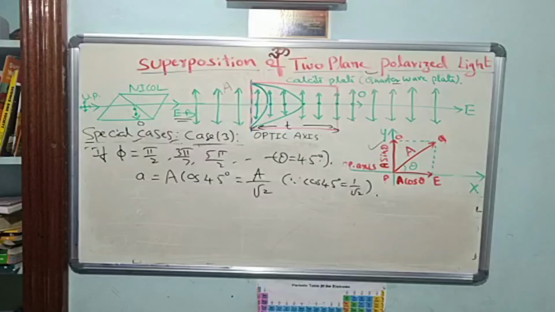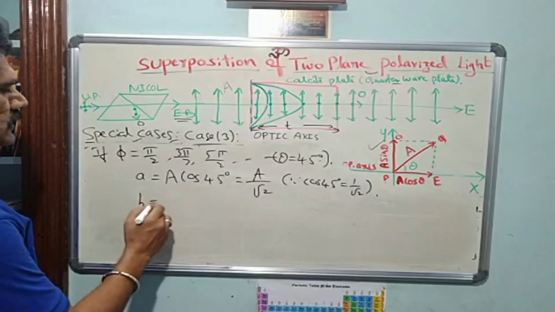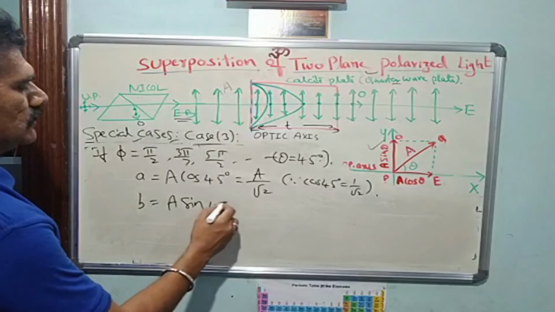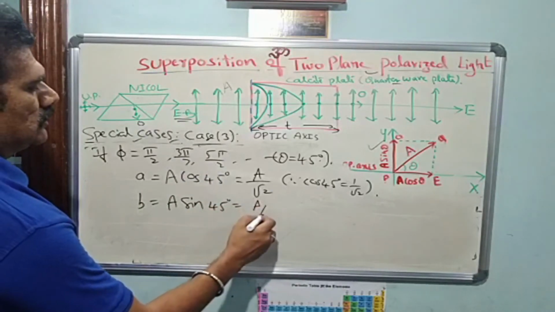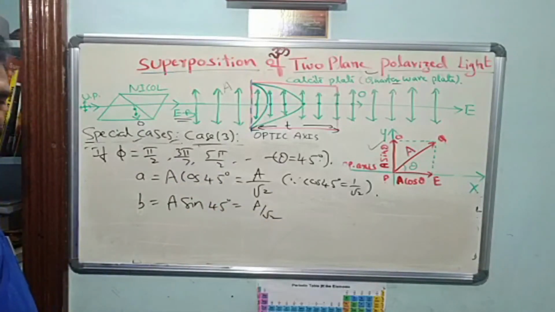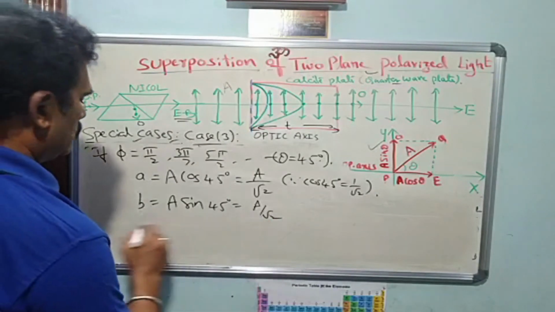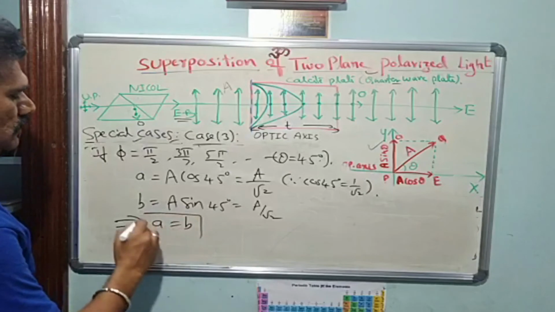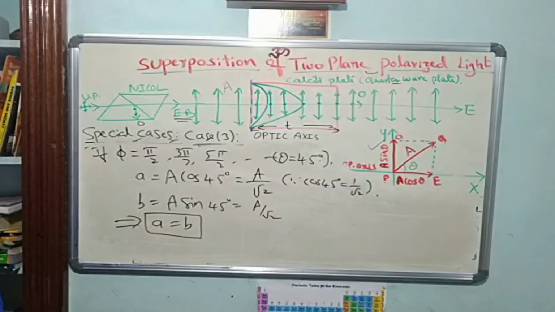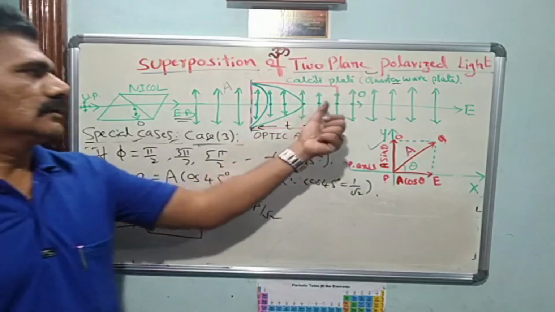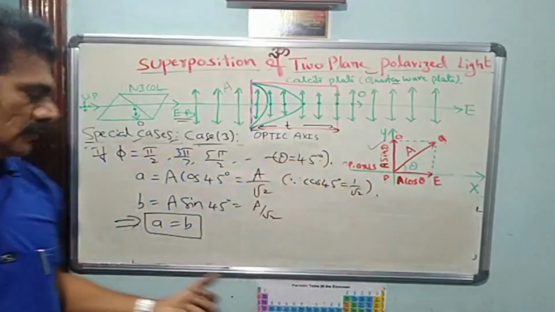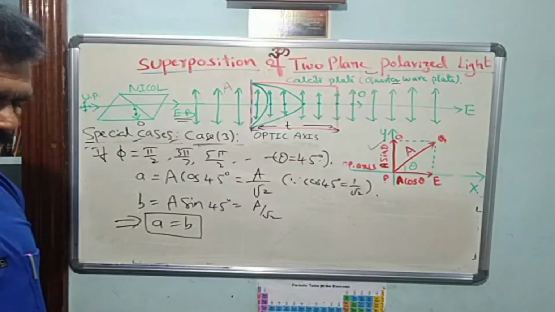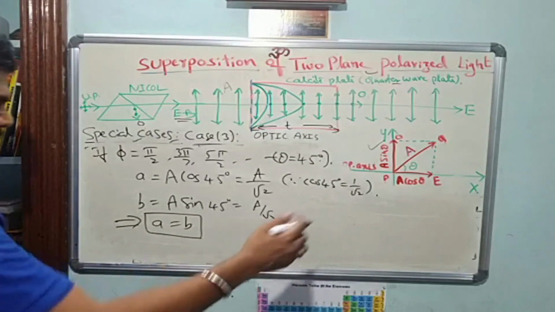And similarly, what is B? A sin phi, so that is also equal to A by root 2 only. No change in that. So what does it imply? A is equal to B. Both amplitudes are equal. Both ordinary and extraordinary waves have the same amplitudes, A is equal to B. Then the equation 4.